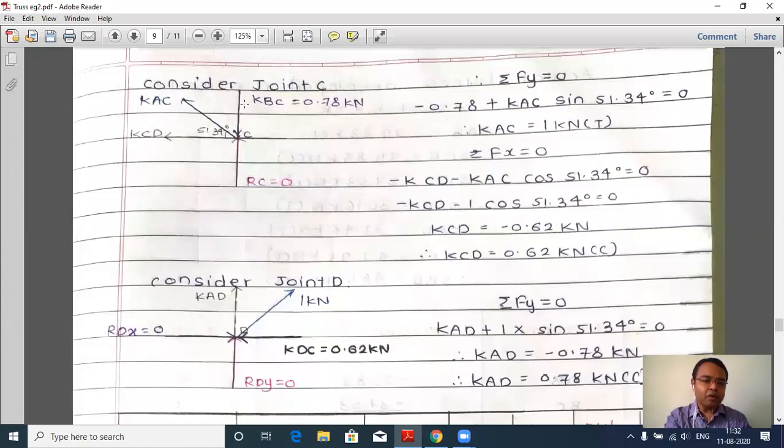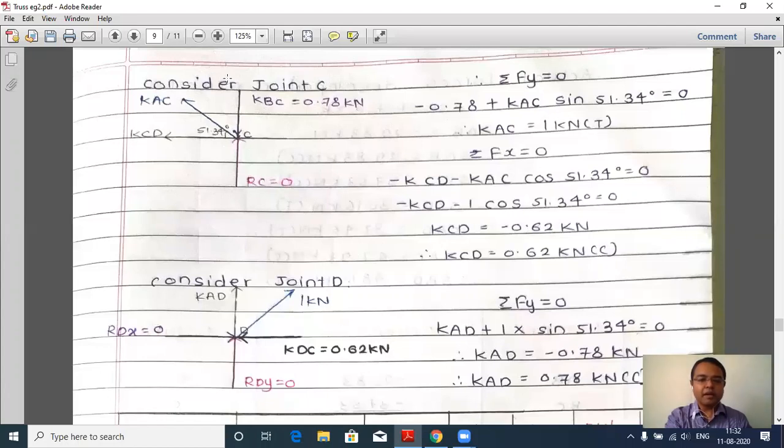Compression means the arrow is towards the joint. So here we take the final answer we got. Of course, before joint C we solved joint B and got the value of KBC, so take that answer: this is compression, arrow towards the joint. And this is KAC, which we don't know. That's why we assume KAC as tensile, that is, arrow away from the joint. Always, unknowns we treat as tensile.